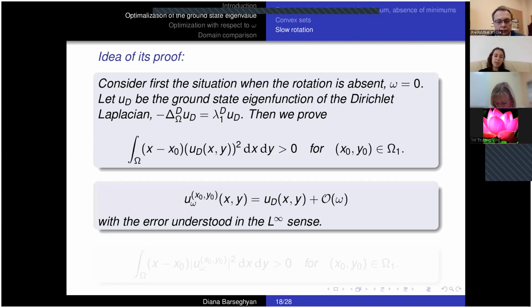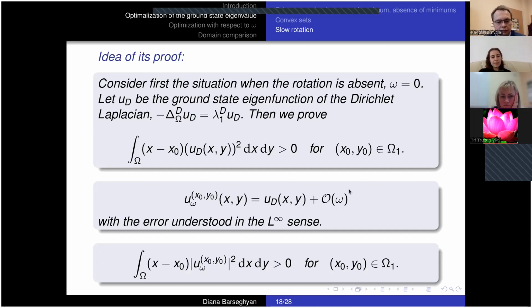Here we can apply this perturbation theory because we know that the ground state eigenvalue corresponding to the Laplace operator on a bounded domain is simple. Therefore, by standard perturbation theory, the ground state eigenfunction, if we perturb this operator by a small perturbation of the Laplace operator, can be written as the perturbation of the ground state eigenfunction plus this part of large omega.